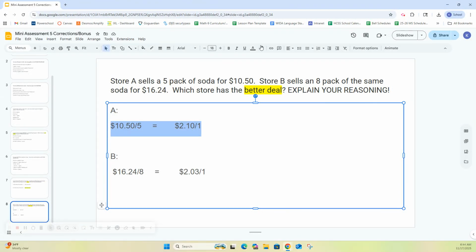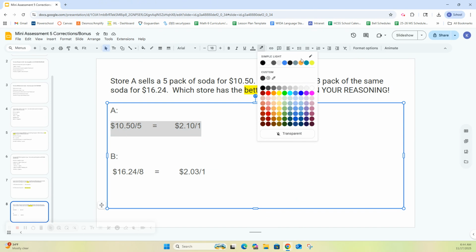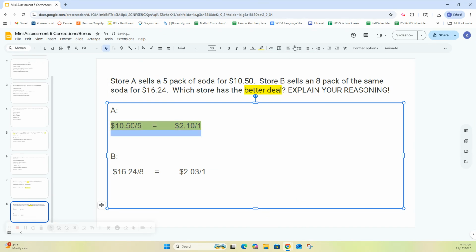2.3 would be $2.30. So in reality, store B is cheaper because it is only $2.03 per unit, whereas store A is $2.10 per unit.